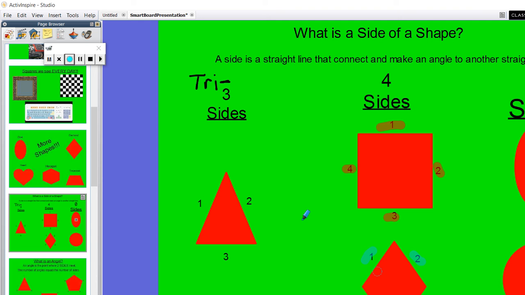4 sides. Now over here we have a circle and an oval. But according to our definition, we need a straight line that connects and makes an angle to another straight line. Do we have any straight lines here? No, we don't. We just have one big line, but it's not straight. It's curved the entire way around. So that tells us that we have 0 sides on these 2 shapes.